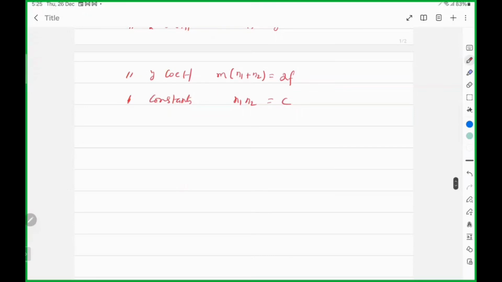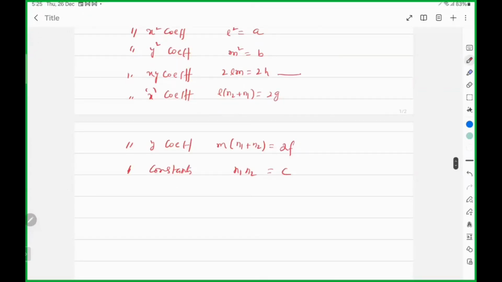Now consider this equation. 2h is 2lm, which implies h is lm. h square will be L square is a, m square is b. First part proof is over.